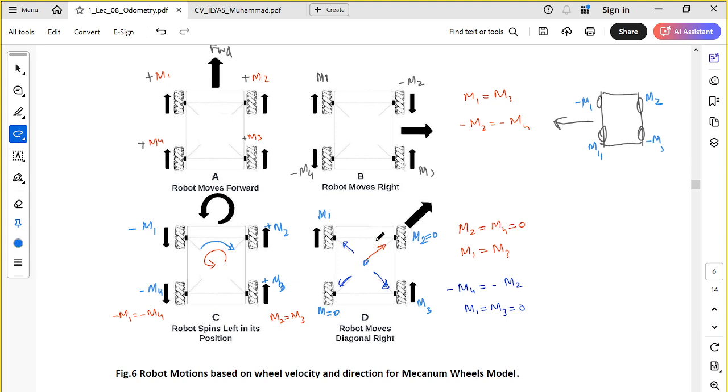Here we see that M1 is equal to M3, but if M1 is not equal to M3, with slightly different speeds for M1 and M3, it will not move at a 45 degree angle. If M1 is greater than M3, it will move in this direction. If M3 is more than M1, it will move in this direction. So, by controlling the speed and direction of your 4 motors, you can achieve any motion on the 2D surface.